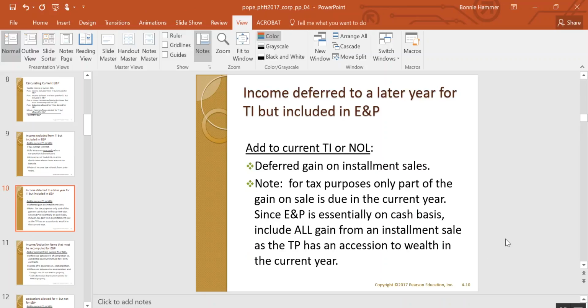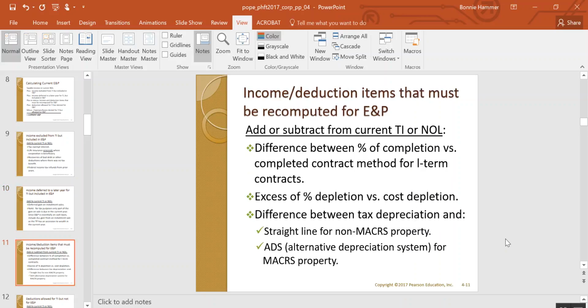And then here's some things that you would include in E&P that you didn't necessarily include in the current year for taxable income purposes. Deferred gain on installment sales. For E&P purposes, you include everything all at once. And then here are some income and deduction items that have to be recomputed for E&P. So in other words, there are different ways that we calculate these items for E&P purposes than we do for tax return purposes.